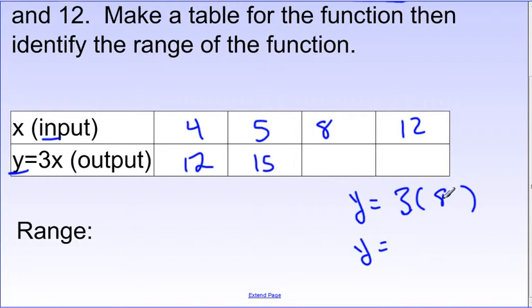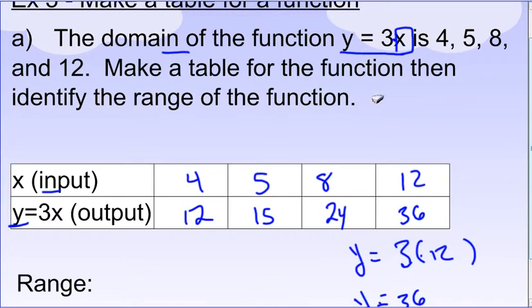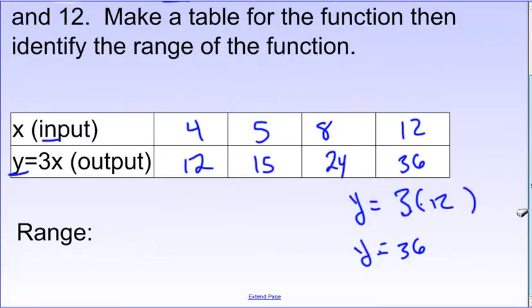And you plug in an 8, it spits out 24. You plug in a 12, hopefully you got the idea here, it's going to spit out 36. Because it takes the input, times it by 3, and that's the output. That's what this function here told us to do. X value times by 3 equals the y value. So now that we've plugged our things in, we have our range. We have our outputs. Our outputs of this function were 12, 15, 24, and 36. Those were the outputs.